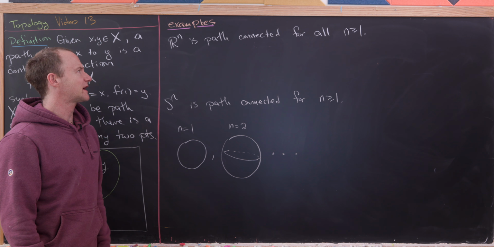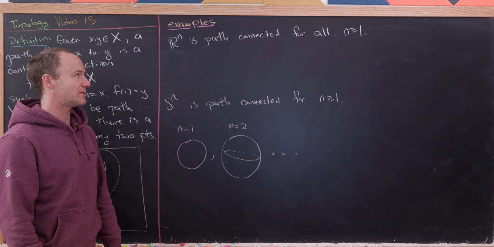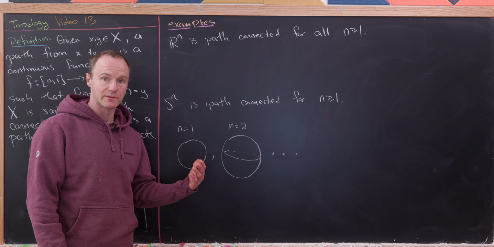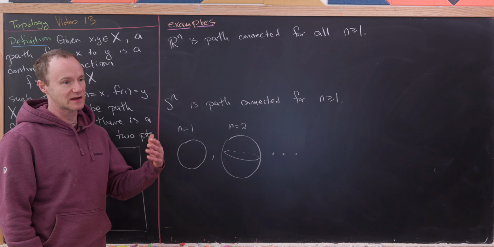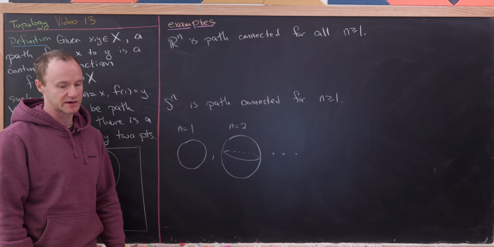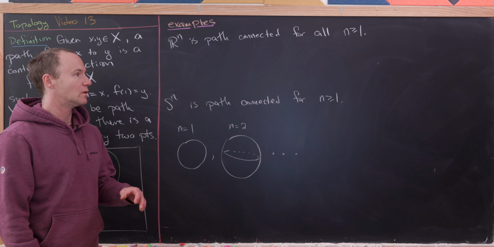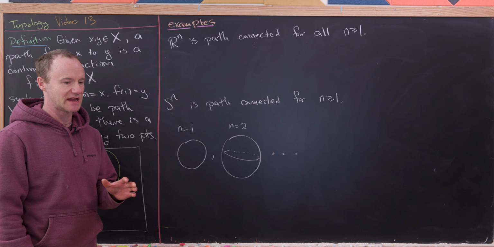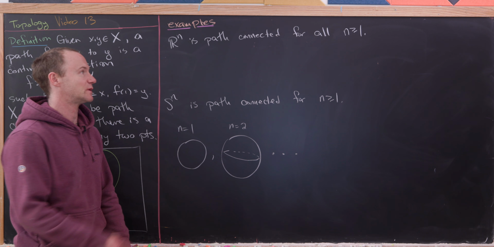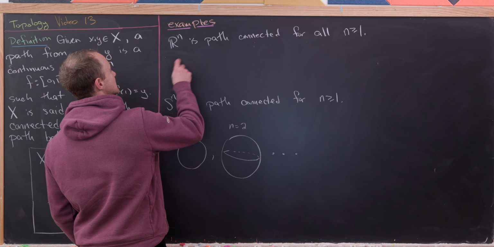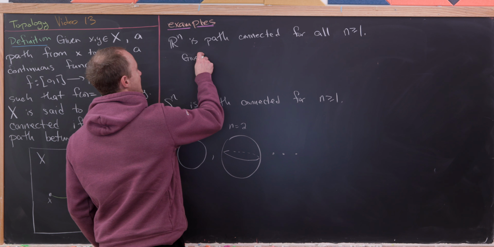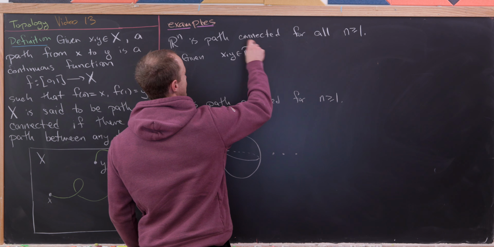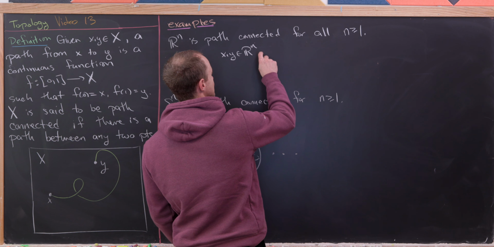So I think it's pretty clear to see that R^n is going to be path connected for all natural numbers n. So that means the real numbers is path connected, R^2 is path connected, R^3 is path connected, and so on and so forth. And we can see that, obviously intuitively, but we can also see it just by taking a parameterized line segment between any 2 points. So let's do that. Let's say we are given x and y inside of R^n. So we're thinking about those as n-tuples.